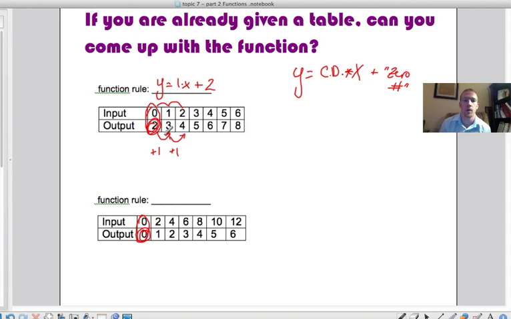So the 0 number just tells you where to start, and this common difference tells you how much you go up by each time. So then that could just be written as y equals x plus 2.